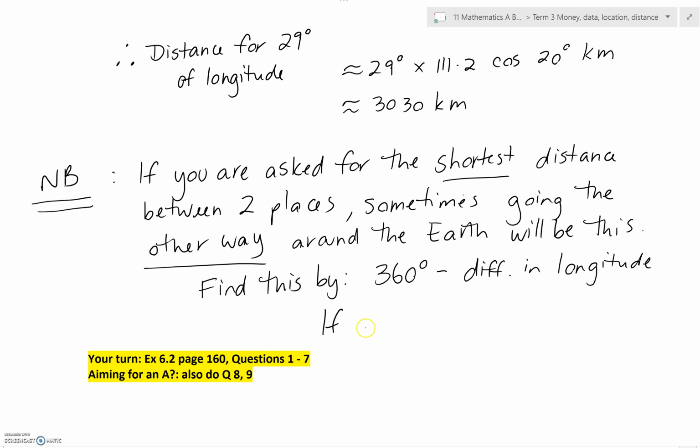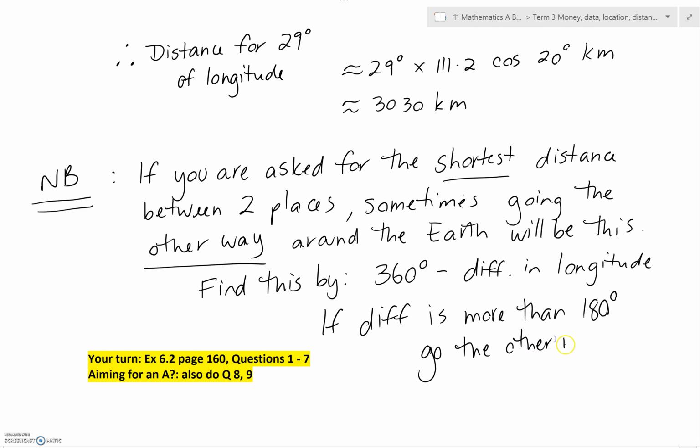So if your difference is greater than 180, more than 180 degrees, go the other way if possible. So that would be how you find the shortest distance. So just think about it.